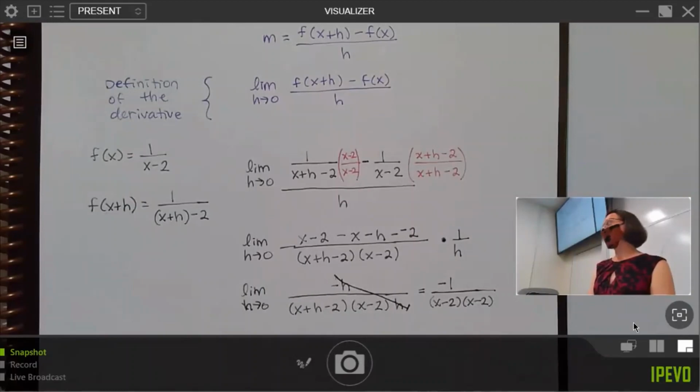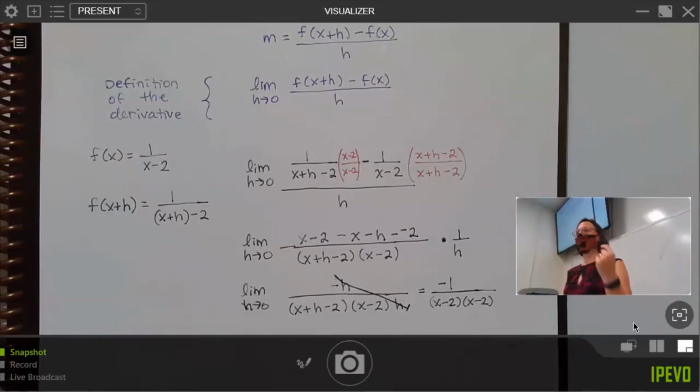Now I'm prepared to answer any tangent slope problem. If you wanted to know the slope of the tangent line when x equals 4, bam, I plug in 4. I've got my slope. If you wanted to know the slope of the tangent line at x equals 0, great, I plug in 0. I've got my tangent line slope.